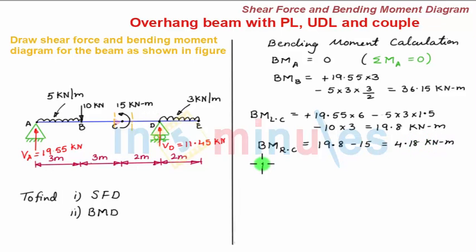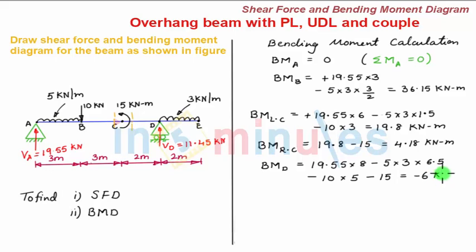Next we move to point D. Bending moment at point D is equal to, we see that 19.55 into the distance will be 3 plus 3 plus 2, 8, minus anti-clockwise moment due to this force we have 5 into 3, the magnitude of this UDL multiplied by the distance will be 1.5 plus 3 plus 2, so 6.5. Then anti-clockwise moment caused due to this 10 kilonewton, so we have 10 multiplied by distance will be 3 plus 2 equal to 5. Then we have anti-clockwise moment of 15 kilonewton meter, so this is equal to minus 6 kilonewton meter.